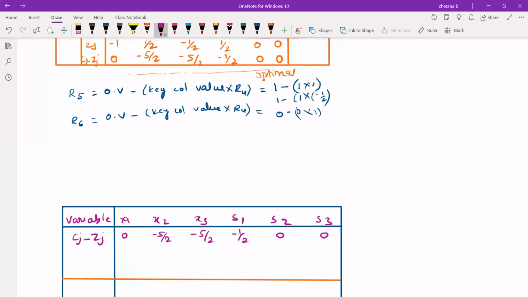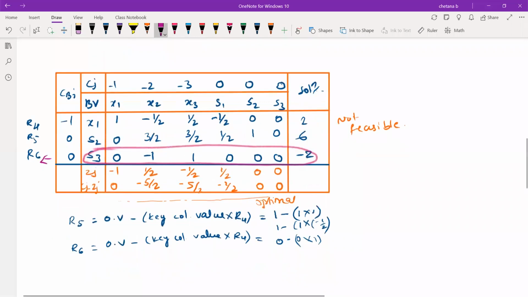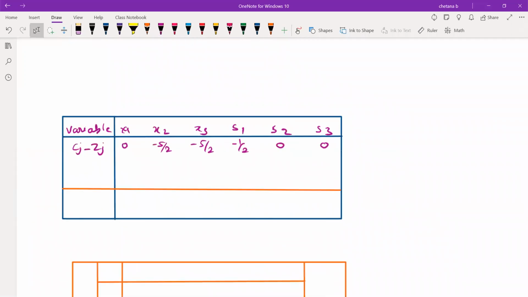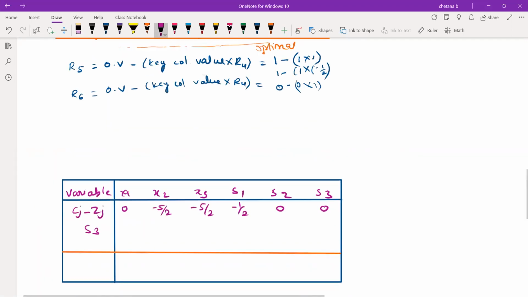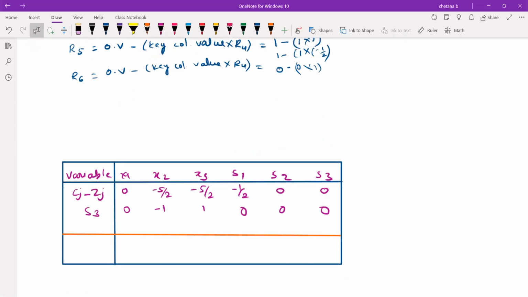Now, which is the leaving variable? S3 is the leaving variable. So you need to consider S3 here. Write all the coefficients of S3: 0, -1, +1, 0, 0 and 0. Take the ratio now.